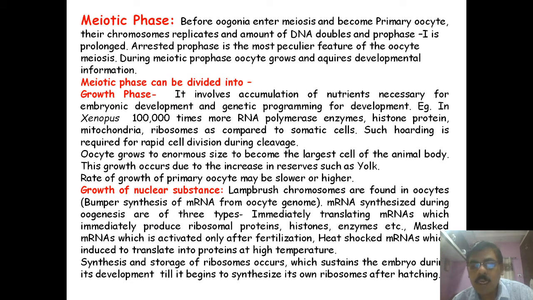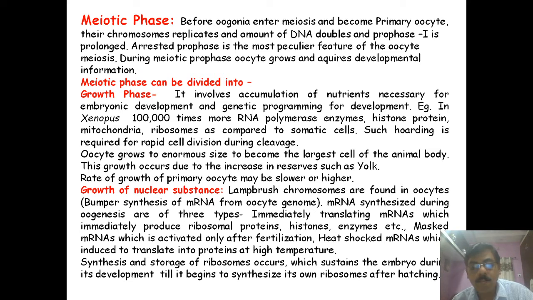During the meiotic phase, the lampbrush chromosomes are found in the oocytes, which are responsible for the bumper synthesis of mRNA from the oocyte genome. The mRNA synthesized during oogenesis are of 3 types. That is, first one is immediately translating mRNAs. Then the second one is the heat shocked mRNAs, and the third one is masked mRNAs.